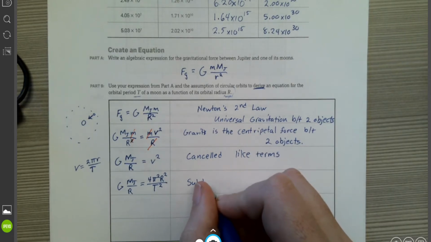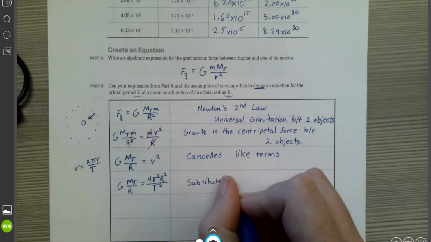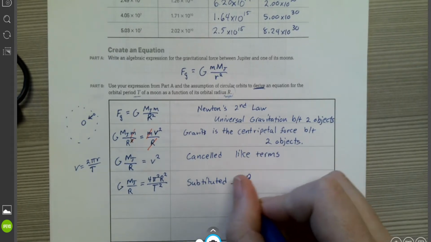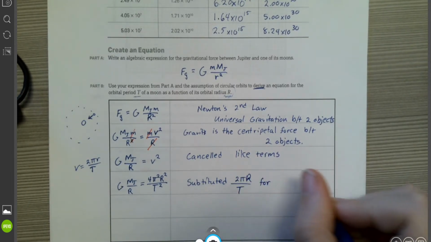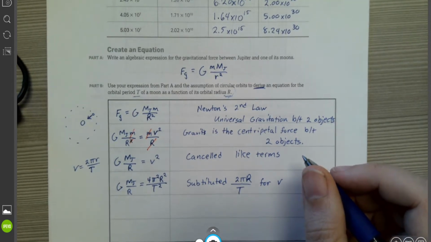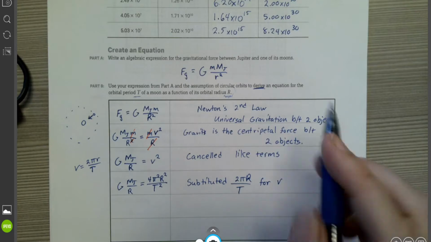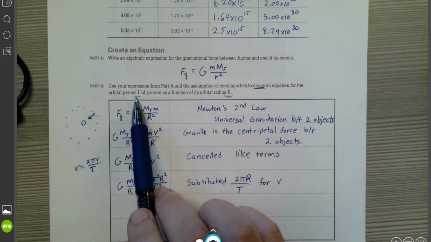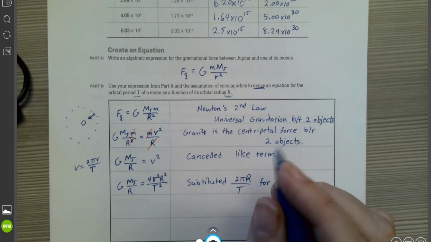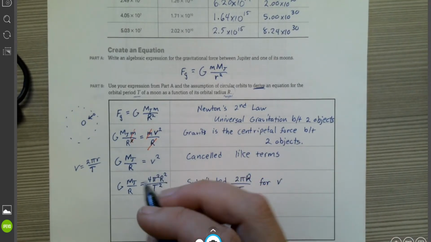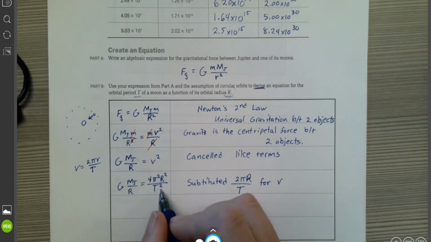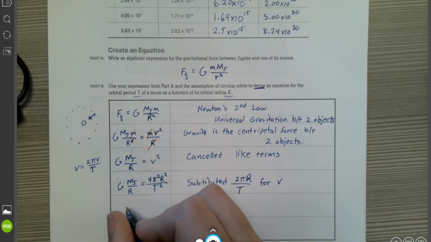So what did we do? We substituted 2 pi r over t for velocity. Okay, and then the next thing that we need to do is, what are we trying to do? We're trying to find the orbital period t. So we're going to move everything over that we can. I'm going to take g and move it to the other side. I'm going to take r and move it to the other side.